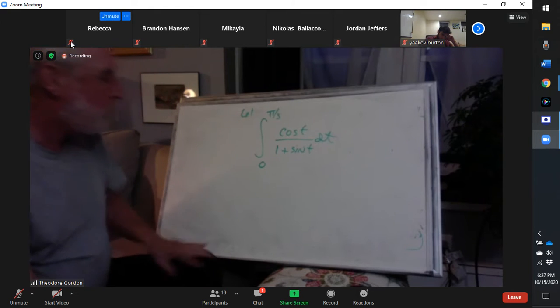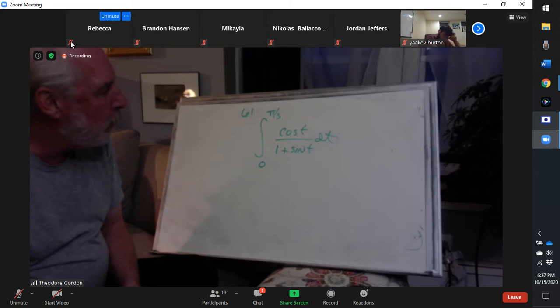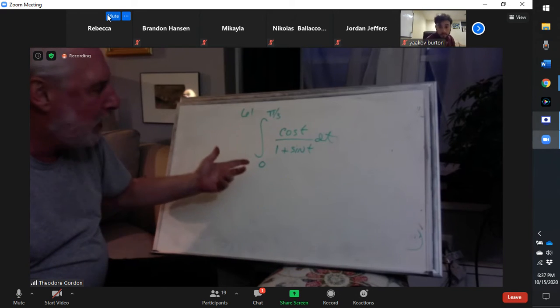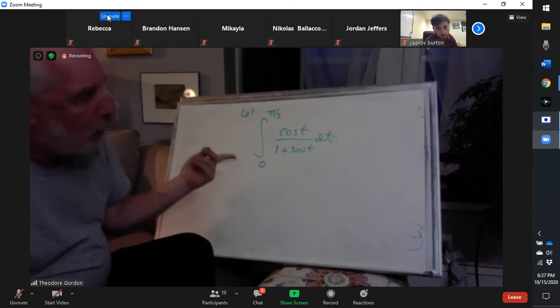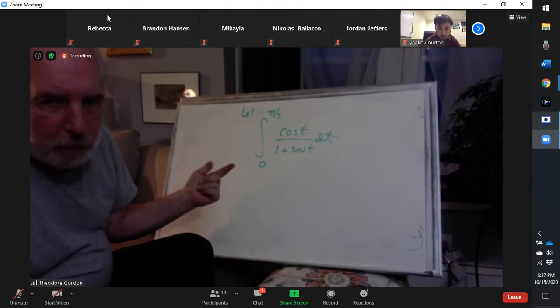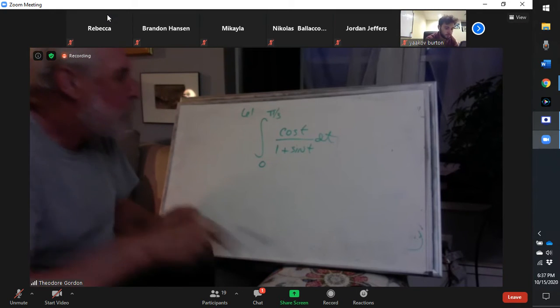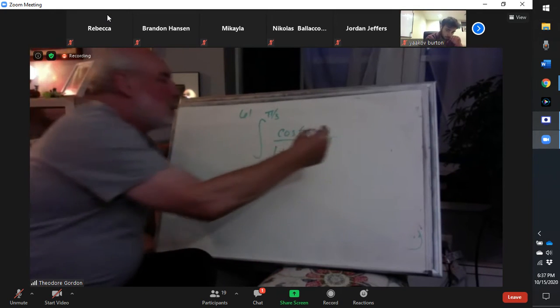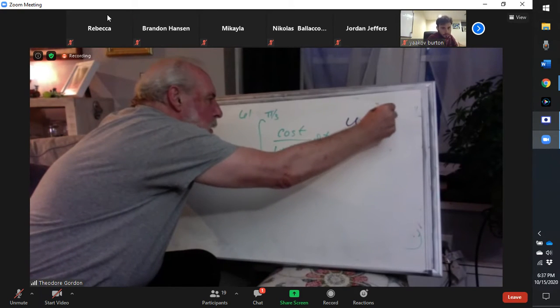Okay. So yeah, there's nothing squared up there. So nothing cancels out. Nothing squared, so no identities kind of go. This one can be done by a u substitution. So I'm going to let u equal 1 plus sine of t.